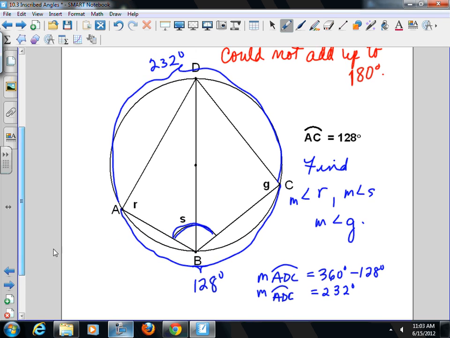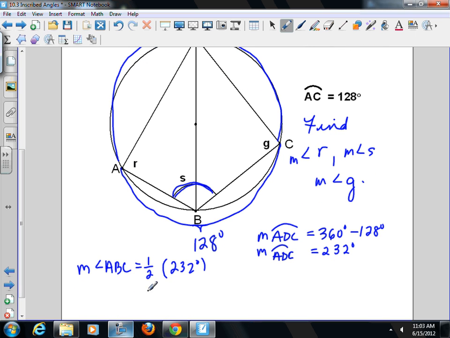Now, we also know that the measure of angle ABC is going to be equal to half the measure of that major arc. Okay, and ABC is angle S in this case. So half of 232 degrees is going to give us 131 degrees. So this angle here measures 131 degrees.